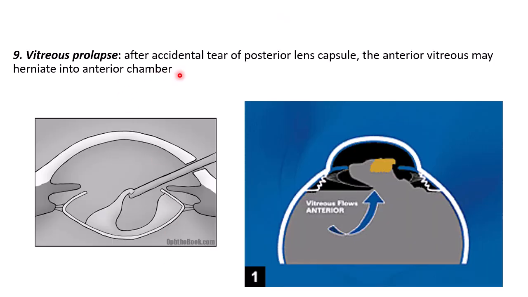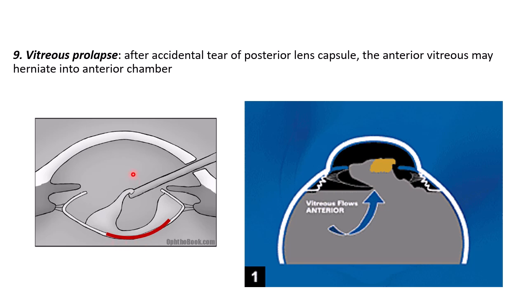Vitreous prolapse. Vitreous prolapse would happen if there is an accidental tear of the posterior lens capsule. What happens is, for example, here, you see, this is a diagrammatic representation of the cortex being aspirated. This is the anterior capsule opening, and this is the intact PC. Now, sometimes this probe may catch hold of the PC over here and cause it to tear.